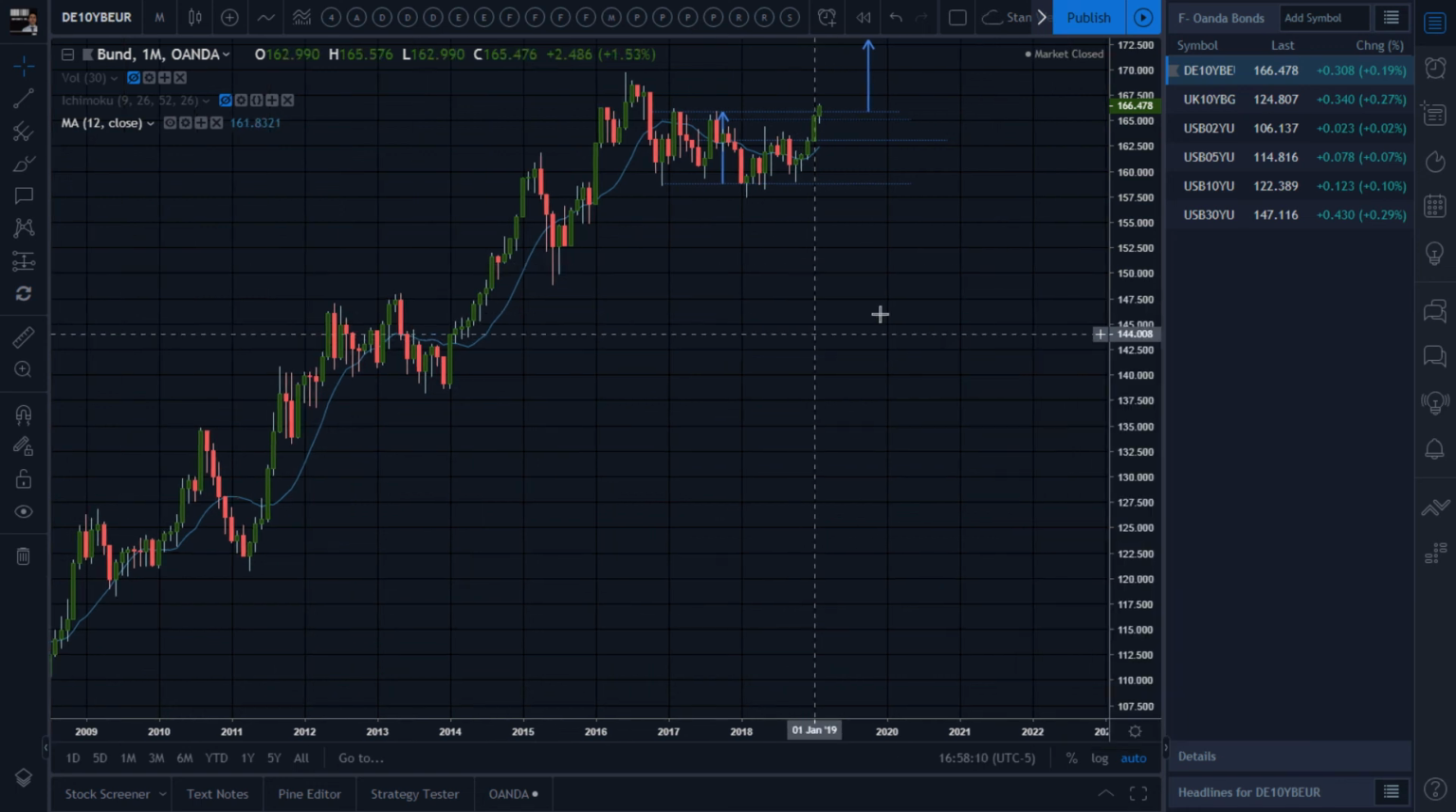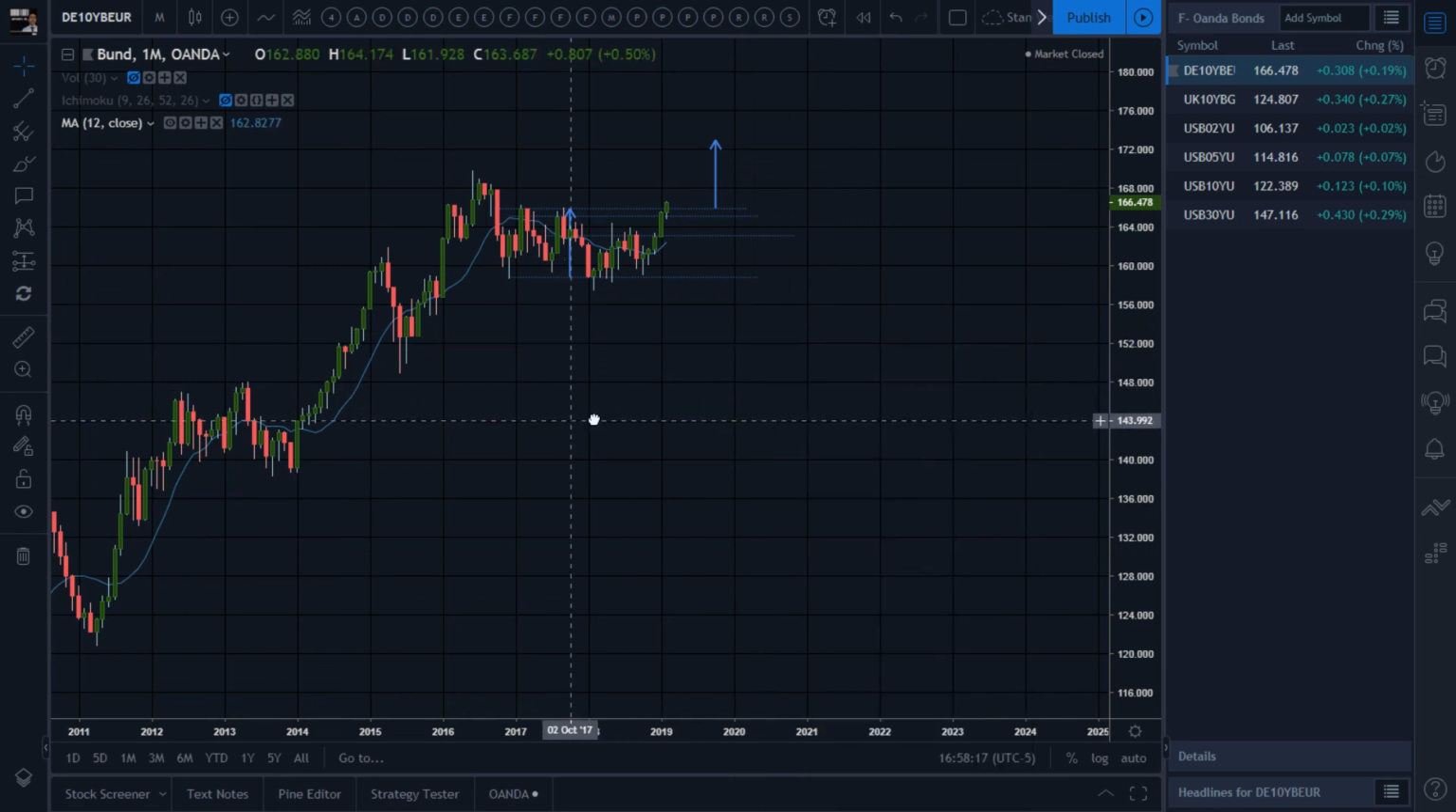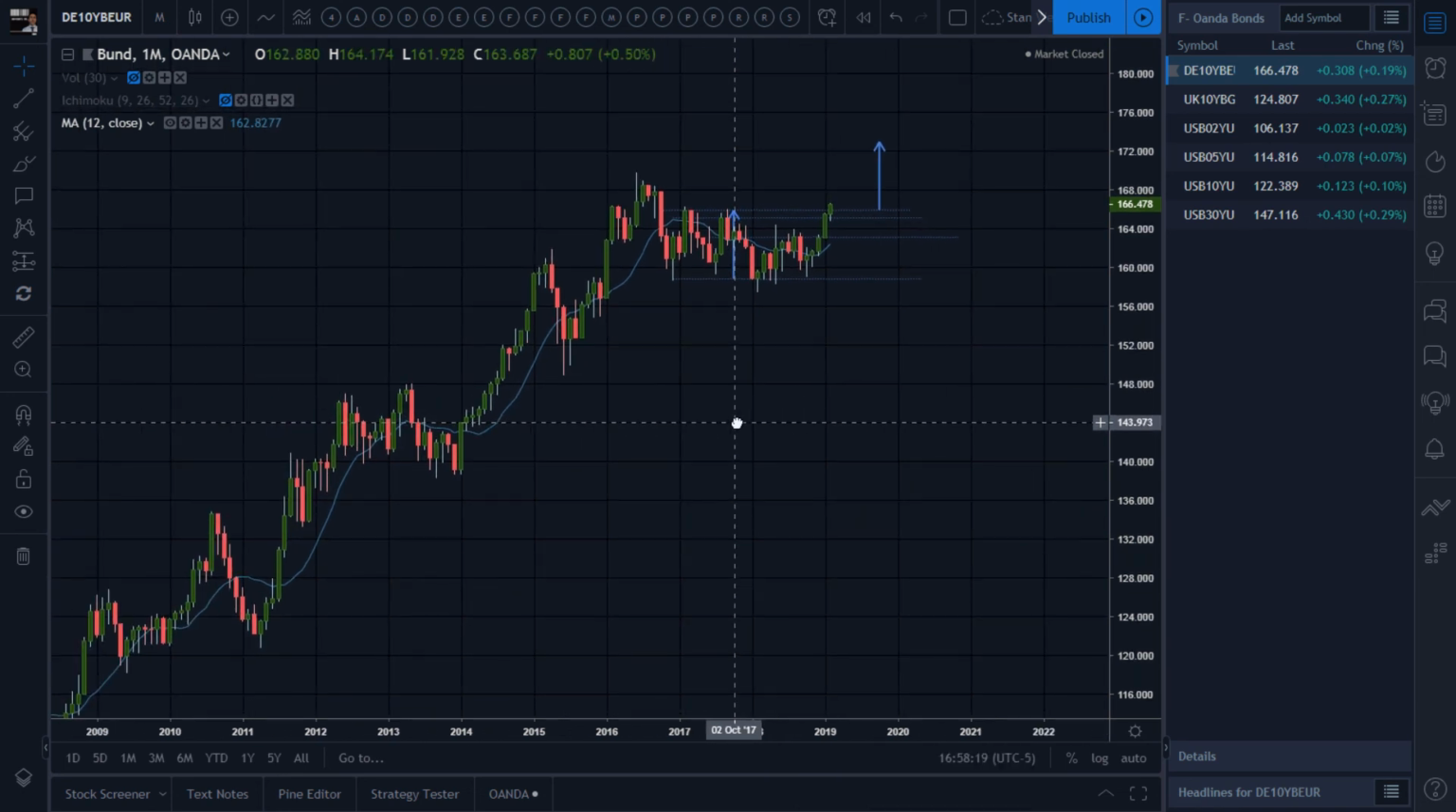So bonds, guys, up. I guess that's a good safe haven if ever the stocks go down. It's getting priced in that they're starting to bottom technically. So don't be surprised if these things skyrocket upwards, guys.